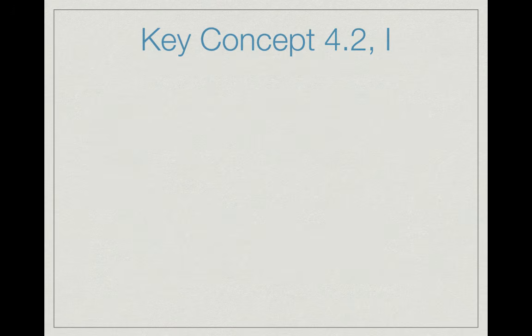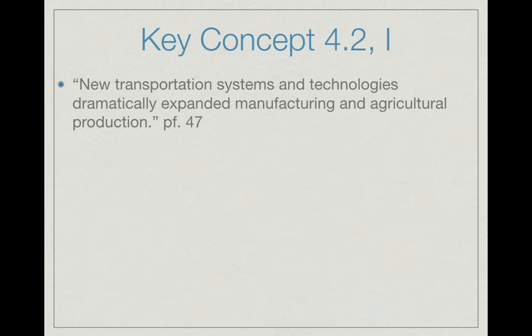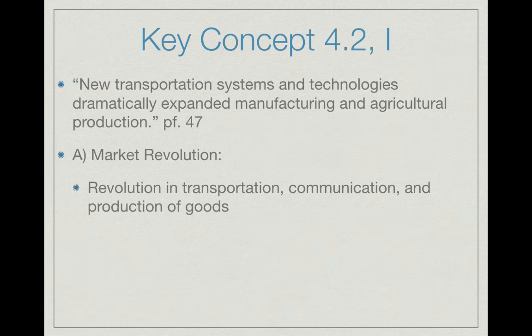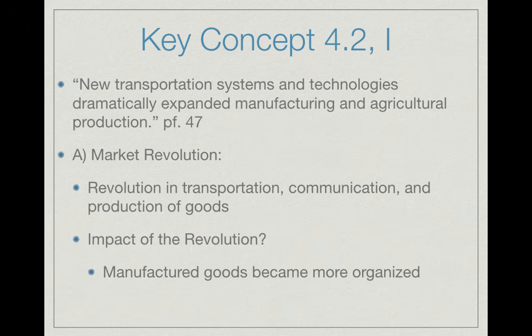Okay, Key Concept 4.2, Roman numeral 1 states, new transportation systems and technologies dramatically expanded manufacturing and agricultural production. So let's talk about what the heck the market revolution is. It's a revolution in transportation, communication, and the production of goods. What is the impact of this? Well, manufactured goods become more organized, and we have the emergence of factory systems such as the Lowell factory system in Lowell, Massachusetts, in which young single women worked in factories. So this is important. We increasingly see the production of goods going from homes to factories.